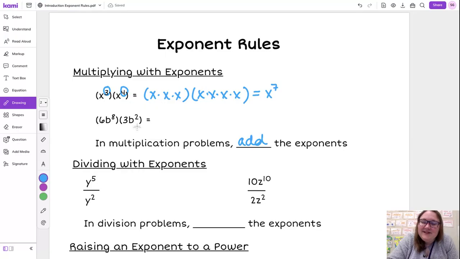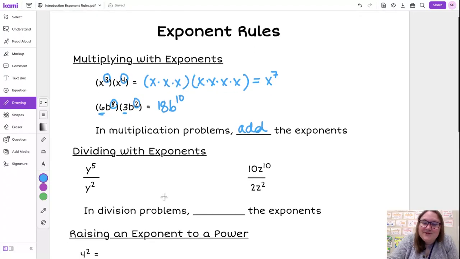So for example, in this next problem, 6b to the 8th power times 3b squared. The numbers, it's a multiplication problem, so we still multiply those. I still say 6 times 3, that's 18. But when it comes to our variable, what should my exponent be? I have an 8 and a 2. This is a multiplication problem, so we said we add the exponents. Hopefully you're saying the number 10. So that's our first rule.